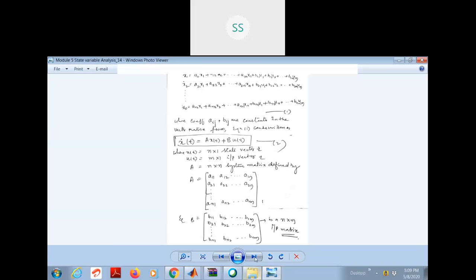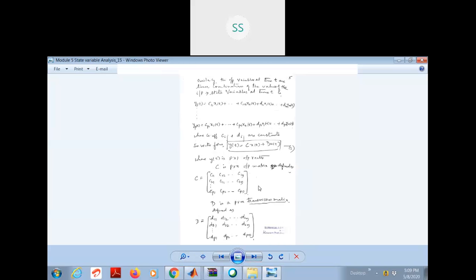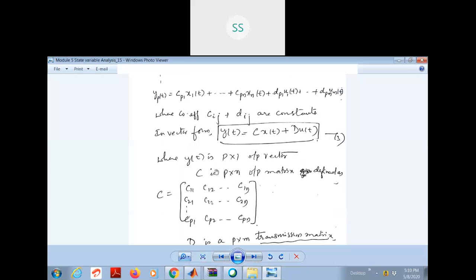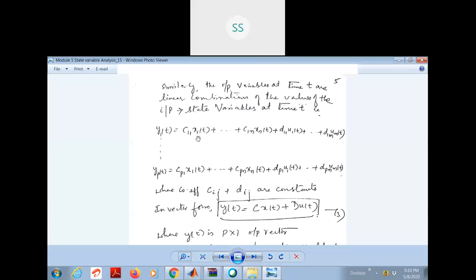Continuing with the same topic, it is not only the state equations; we also have to write the output response, or the output equation. So here a set of output equations is written. They are like this: y1 of t equals c11 into x1 of t plus c12 into x2 of t, and it continues up to n number of terms. Similarly, there may be p number of output variables, so as discussed in the general block diagram, there may be p number of output equations.